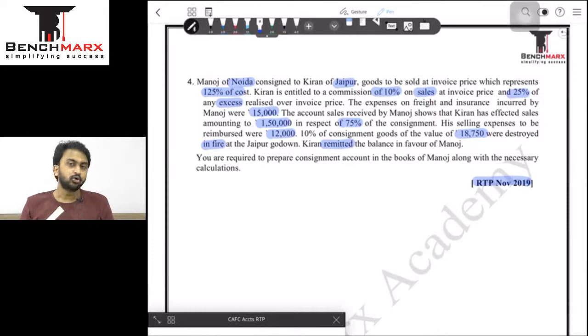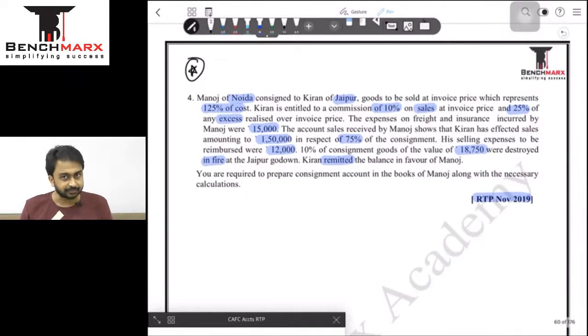Also, the invoice price of the goods which are sent on consignment is not given directly. So this question is all in all a good question to revise on the last day, because abnormal loss is also in it, and the invoice value of the goods is not directly stated. So all these small things are different as compared to a regular question on consignment, which makes the question a bit interesting. So it's a good thing to revise on the last day.